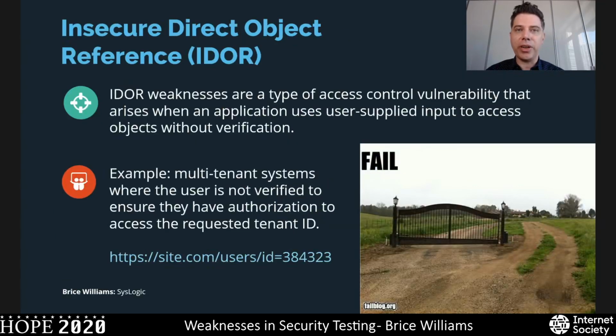Insecure Direct Object Reference, or IDOR. IDOR weaknesses are a type of access control vulnerability that arises when an application uses user-supplied input to access objects without verification. For example, in a multi-tenant system where the user is not verified to ensure they have authorization to access the requested tenant ID. So in this URL at the bottom here, you can see the ID parameter takes an integer value. What happens if the attacker changes that number to a different value that the current user shouldn't have access to?